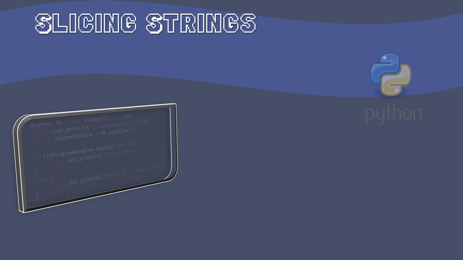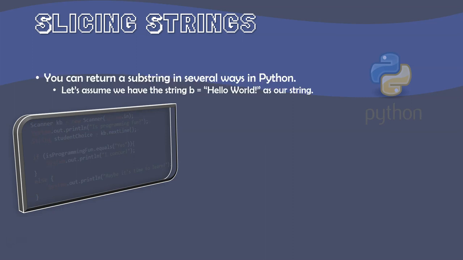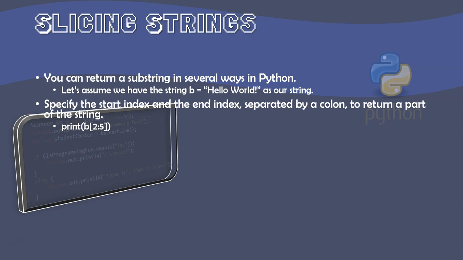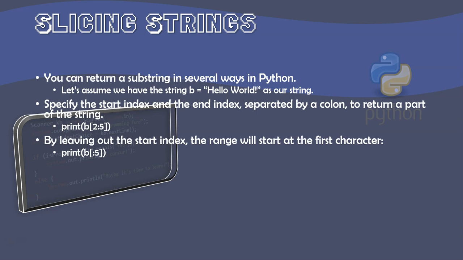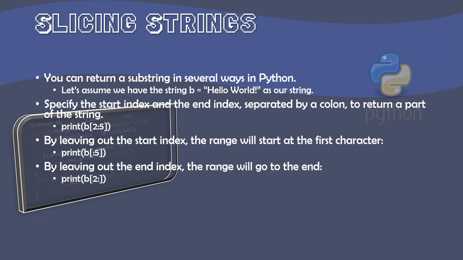But let's take a step back first and look at slicing up strings. We want to get those substrings because those could be useful to us. Well, we can return a substring in several different ways. Let's assume for our example purposes we have the string b equals "Hello, World". If I want the start index and the ending index separated by a colon, we can return a part of the string using, for example, print b[2:5]. If I want to leave out the starting index, the range is going to start at the first character. Print b[:5]. And if we leave out the end index, our range is going to go all the way to the end of the string. So b[2:], and that's it.